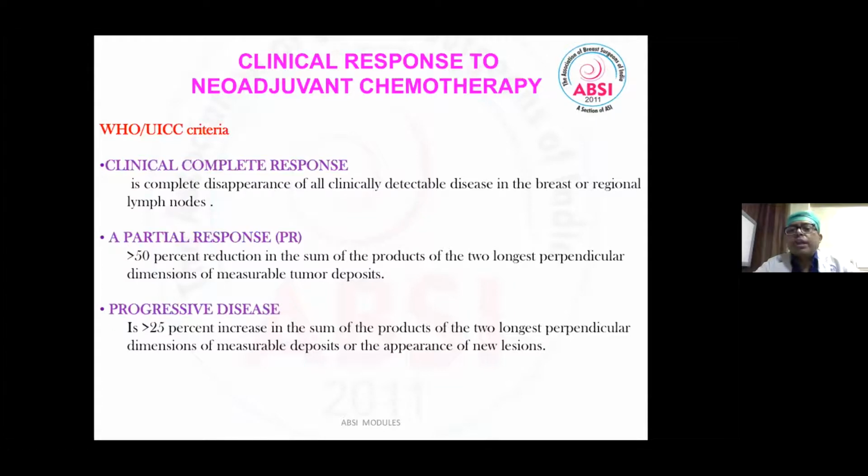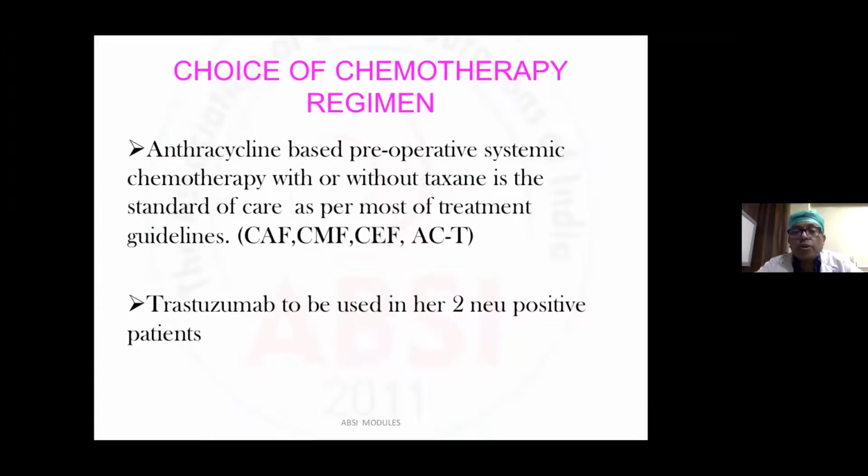Now, this is the classical one. You can have a complete response, you can have a partial response, or you can have a progressive disease depending on the percentage that has responded.